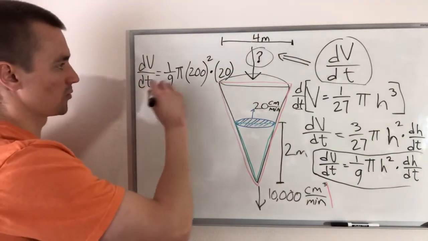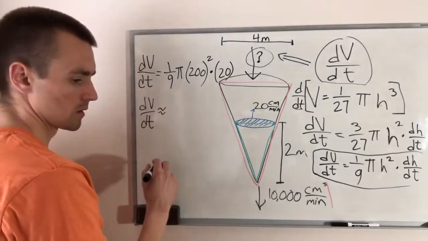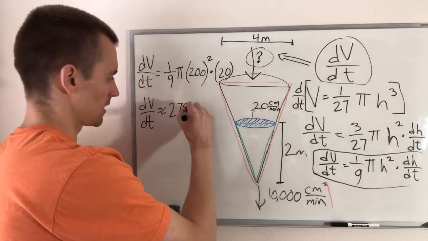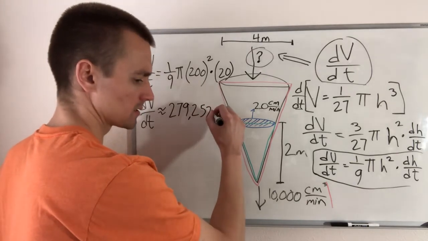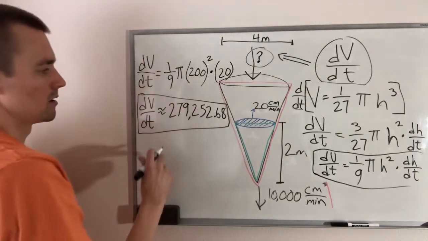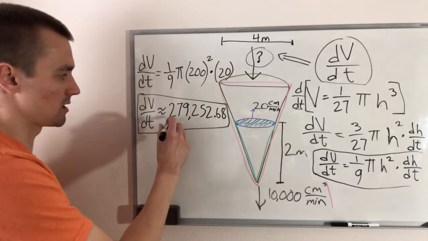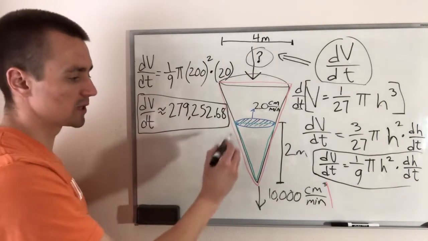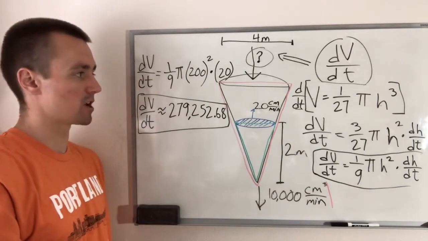So then if we multiply this all out, 200 squared times 20 times 1/9 pi would give us about 279,252.68. So basically, the volume of this cone is changing or increasing at a rate of 279,252.68 cubic centimeters per minute. So we know that the volume of this water is increasing at that rate.